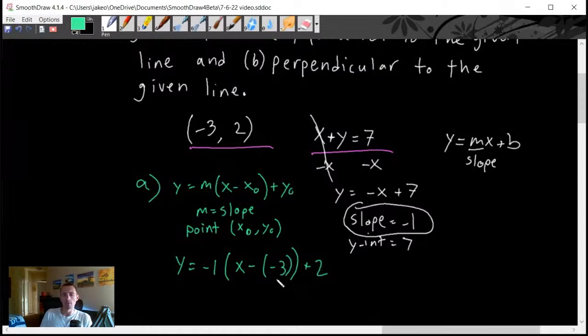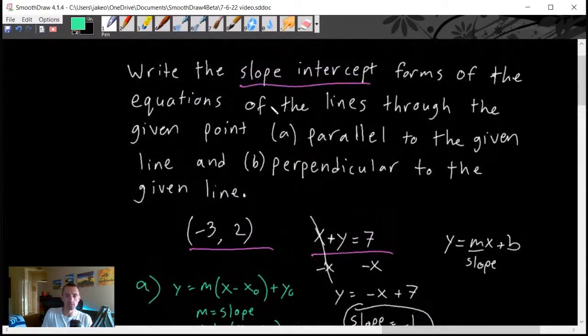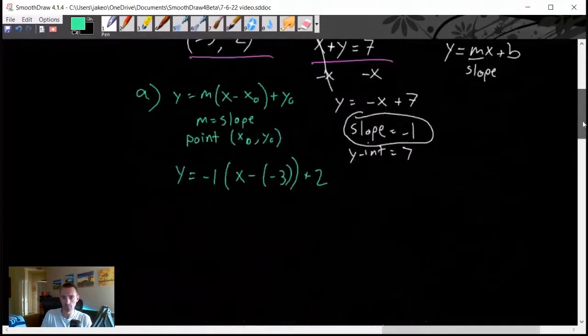Okay. So now that we've written this in the slope point form, or the point slope form, depending on how you want to say it, we can rearrange this to get it into the slope-intercept form, which is the form that the question asks us to get it in.